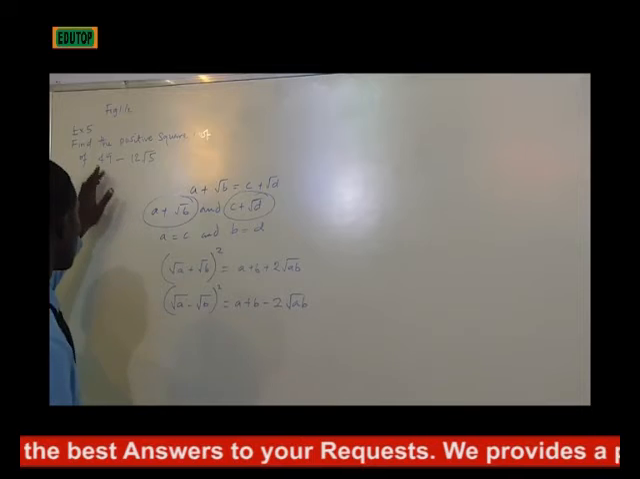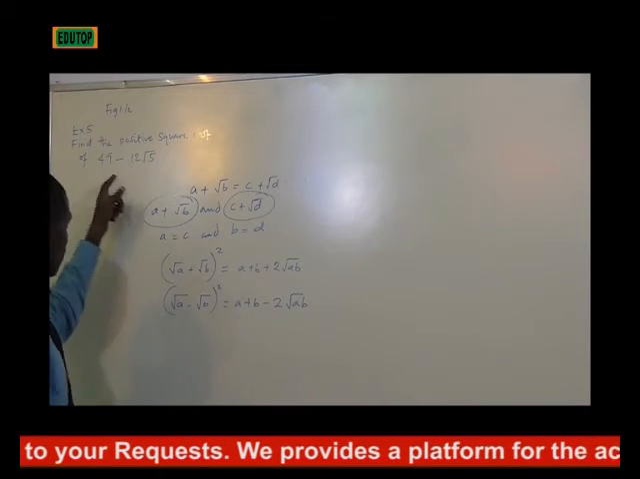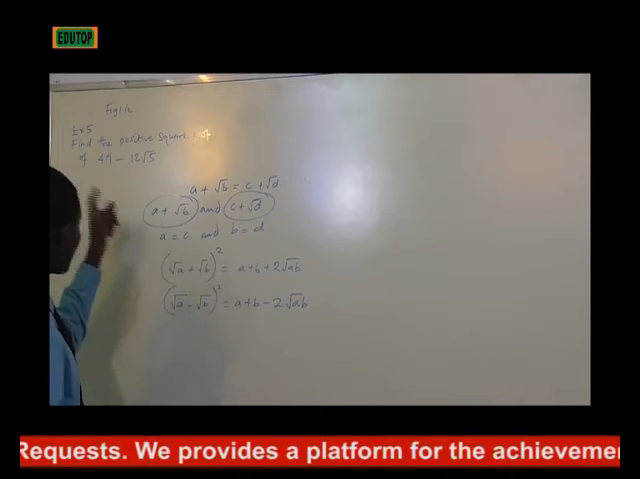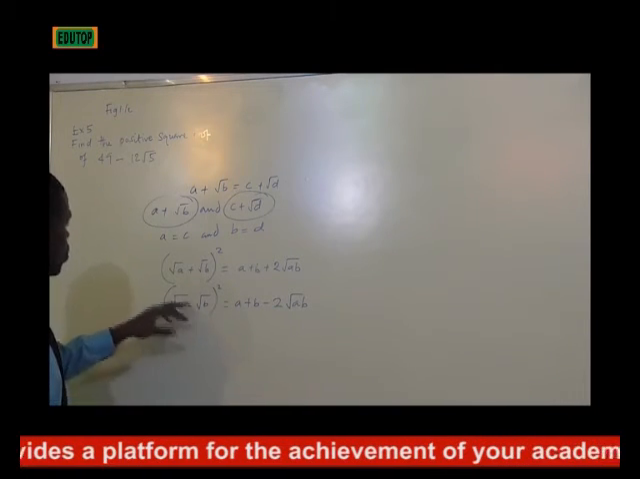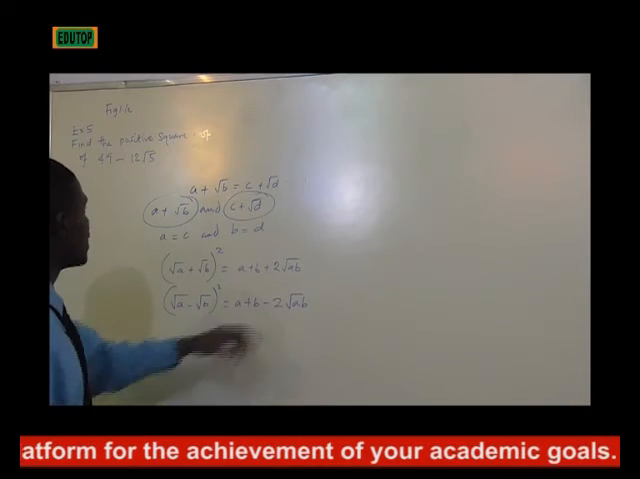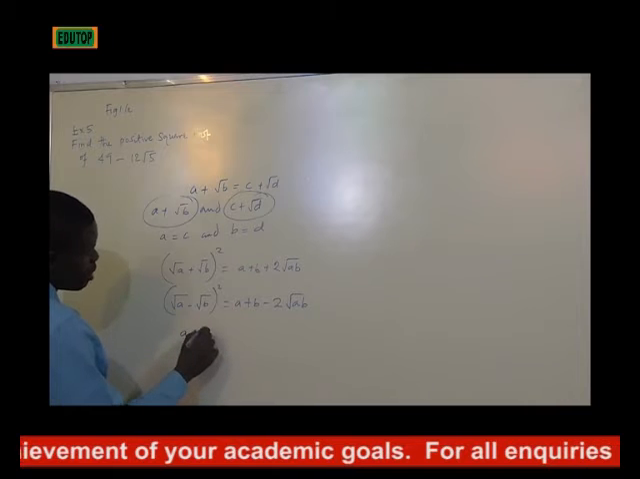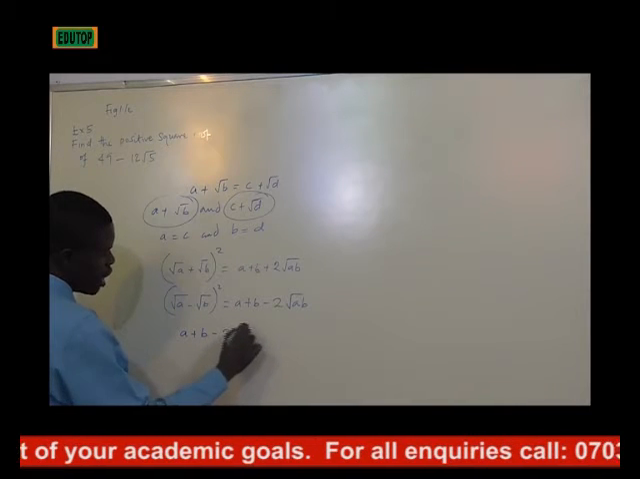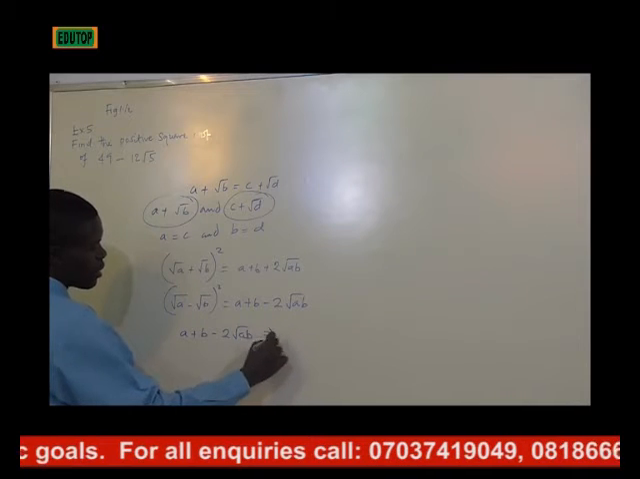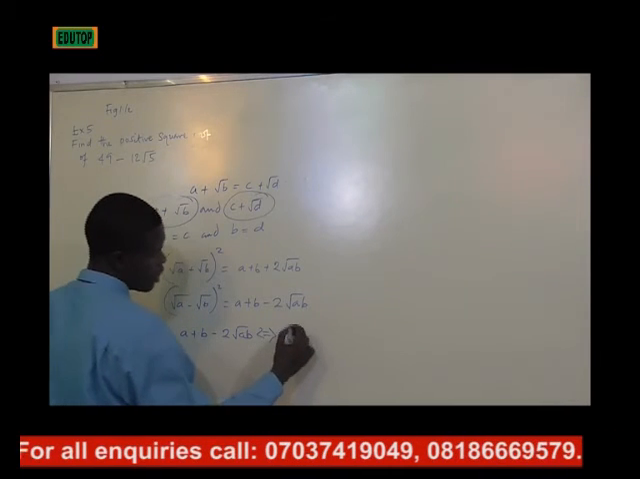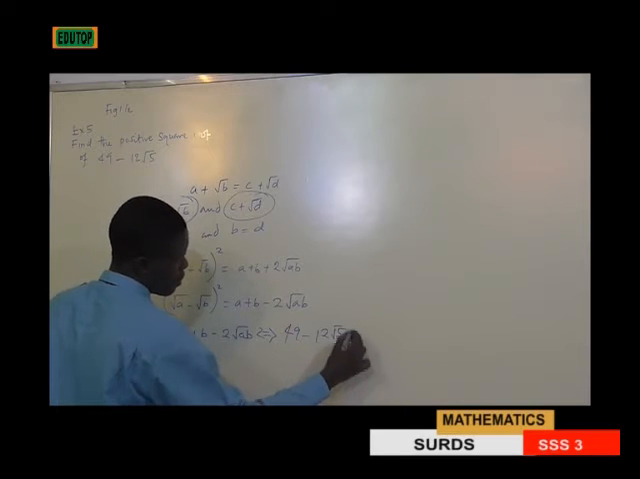Look at the question: 49 minus 12 root 5. You can see that the one that has a negative here is concept 2, which is this one. So that means we are meant to apply this. Then what do we do? We just write A plus B minus 2 root AB, and we are comparing it with 49 minus 12 root 5.